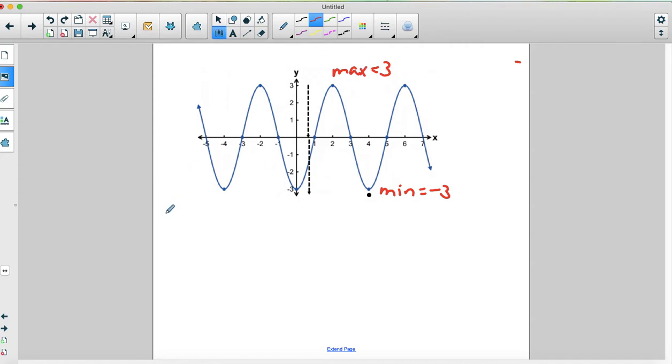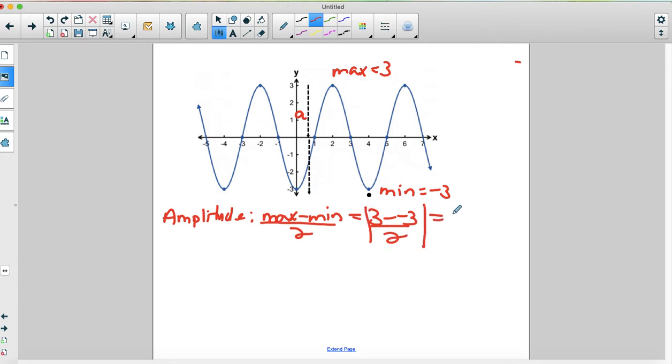But just to make sure, amplitude is going to be here, from here to here. And it represents max minus the min divided by 2. So if I do that, that's 3 minus the -3 divided by 2. And of course, 3 plus 3 is 6, divided by 2 is 3. So the amplitude is 3.